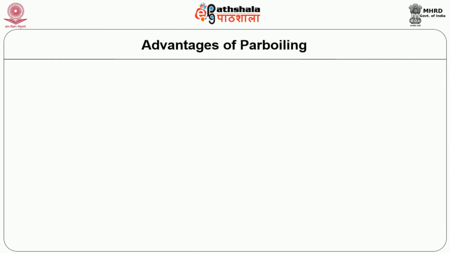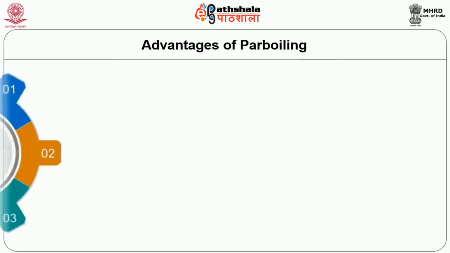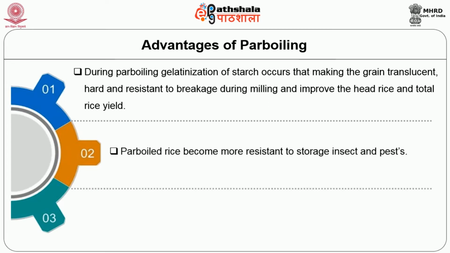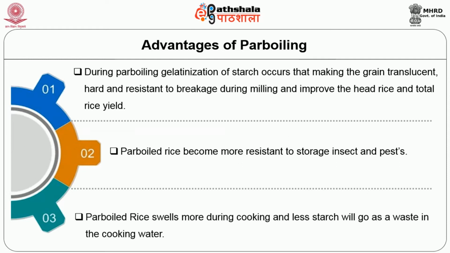I want to discuss a few advantages of parboiling. One is that during parboiling, gelatinization of starch occurs, making the grain translucent, hard and resistant to breakage during milling, and improving the head and total rice yield. Next, parboiled rice becomes more resistant to insects and pests during storage. Parboiled rice swells more during cooking, and less starch is lost in the cooking water. These are the main advantages of the parboiling process.